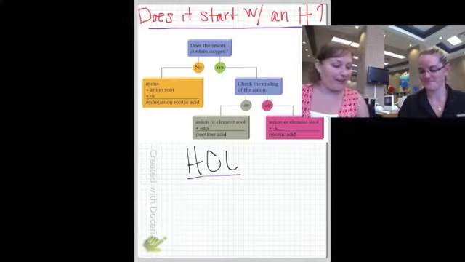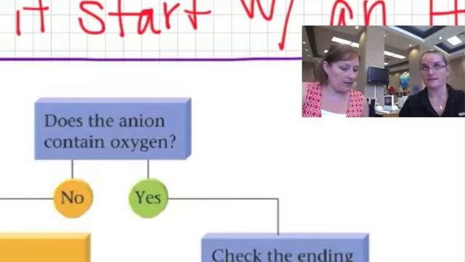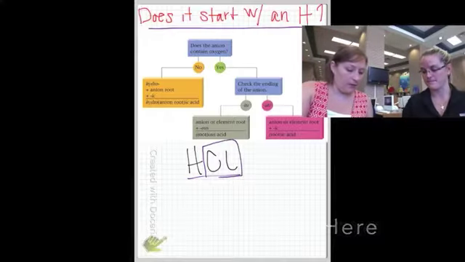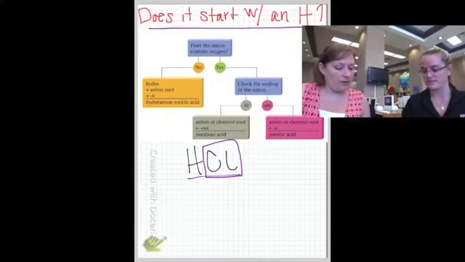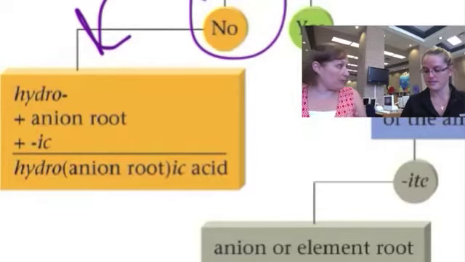So now we're on our acids flowchart. Does the anion contain oxygen? Do you remember what the anion is? It's the negative ion, and it's the second half of the compound. All right, so I'm going to box it right here. No oxygen. So I'm going to go this way. And whoa, it's only one step.